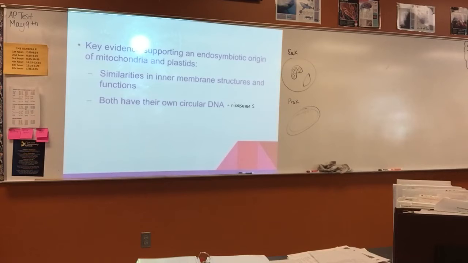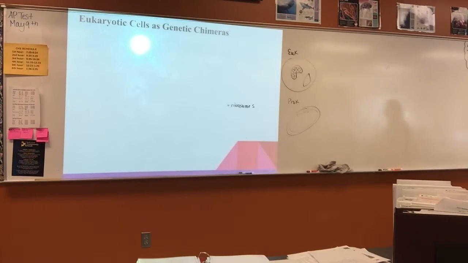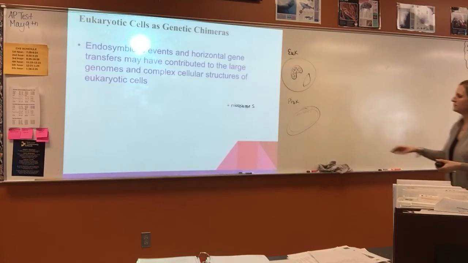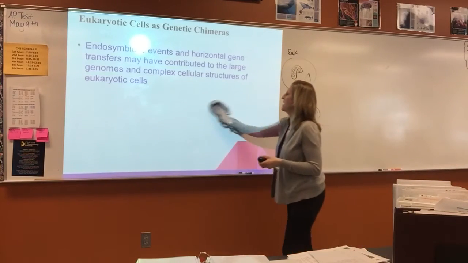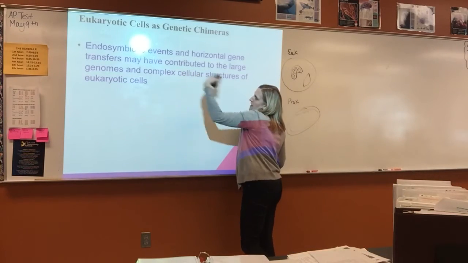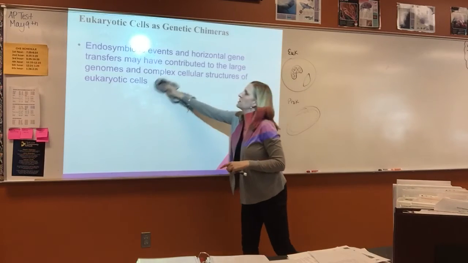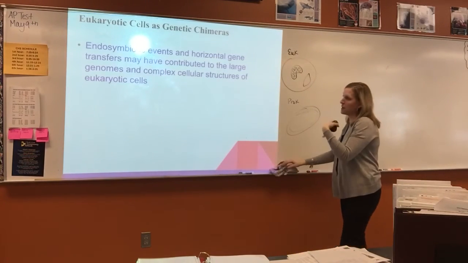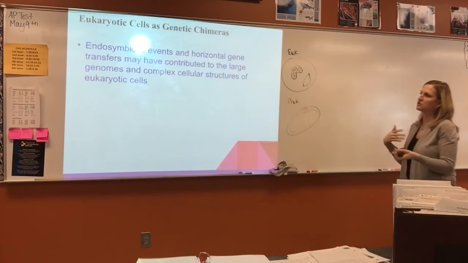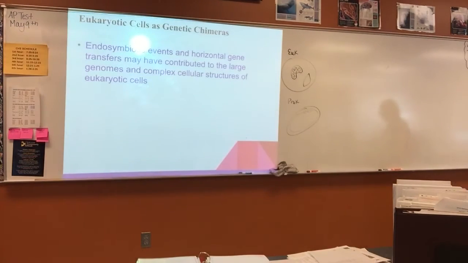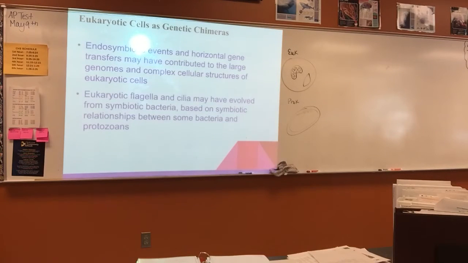So now we have eukaryotic cells. And now we have to look at eukaryotic cells coming together to form a multicellular eukaryotic organism. These endosymbiotic events, taking in the chloroplast and the mitochondria, and horizontal gene transfer, the swapping of genes, contributed to the diversity of different types of eukaryotic cells. So we had many different types of unicellular eukaryotic cells.